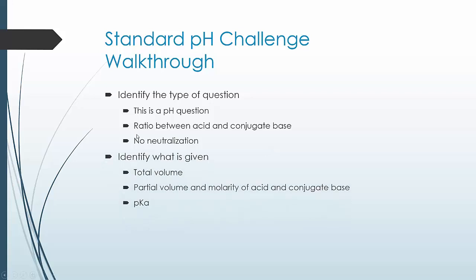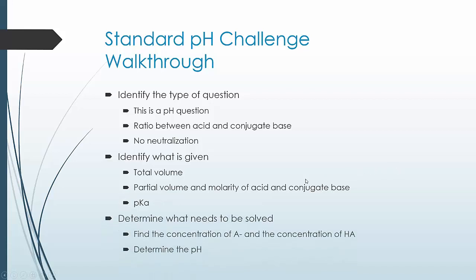So now we have to identify what is given. If we look at the question, we have the total volume of the solution, and we have the partial volumes and molarity of the weak acid and conjugate base, and we can be given the pKa. So now we need to determine what needs to be solved. We need the final concentration of A minus, the conjugate base, and the final concentration of the acid, HA, and from those two we will be able to determine the pH.